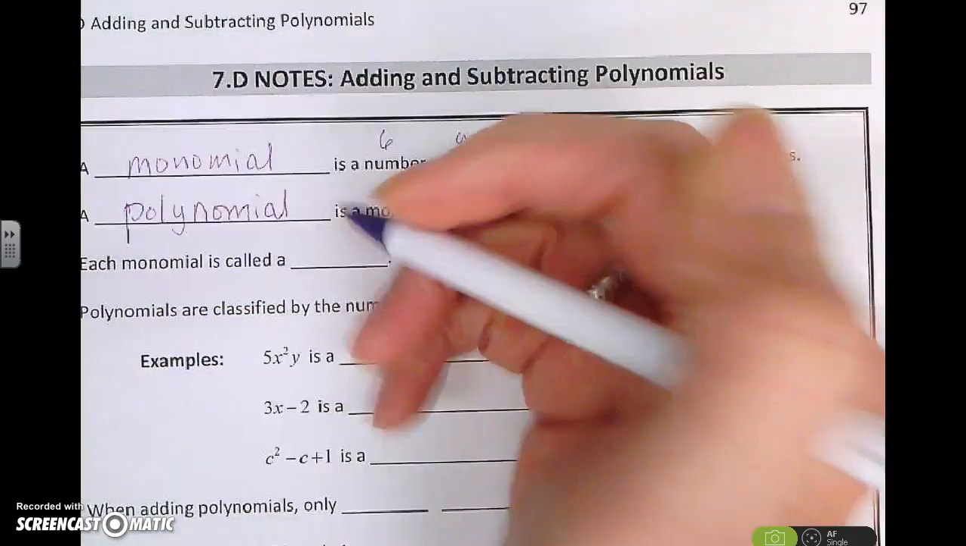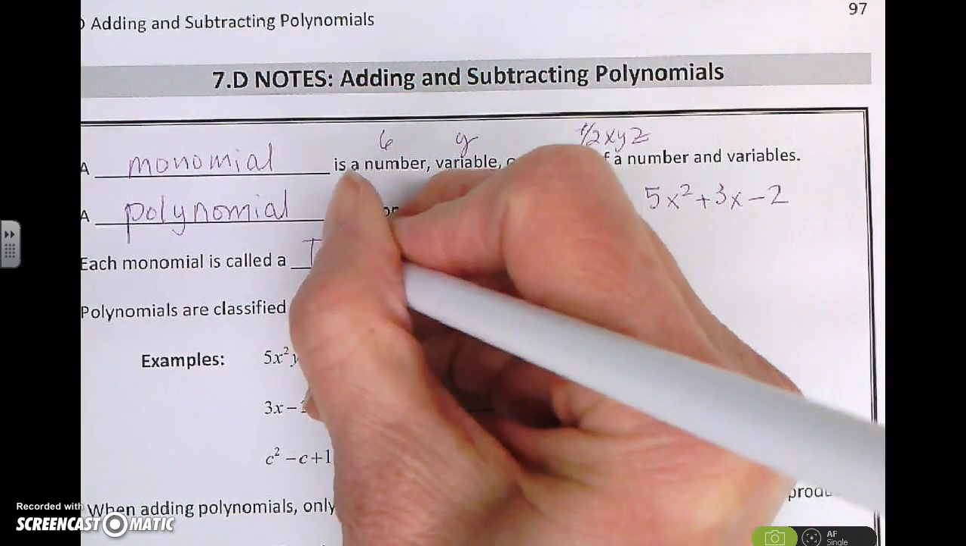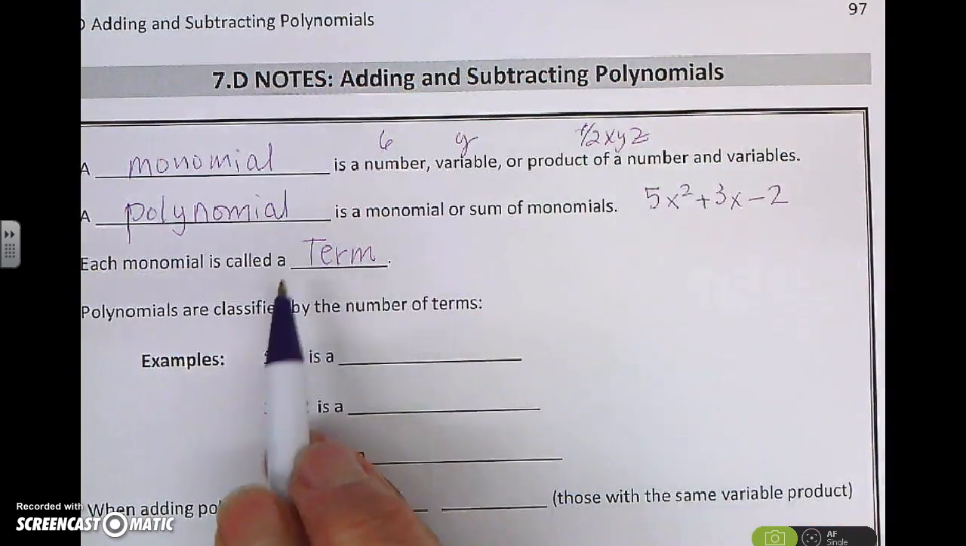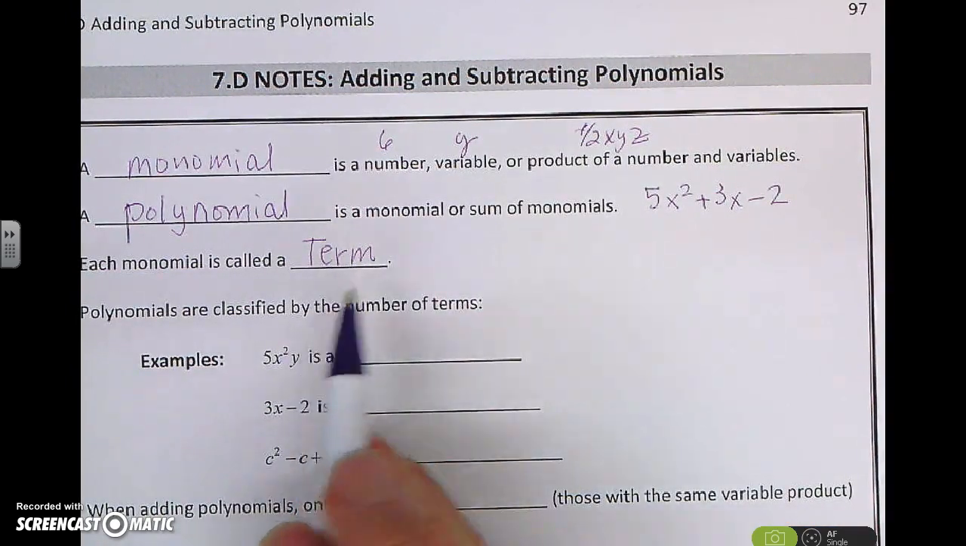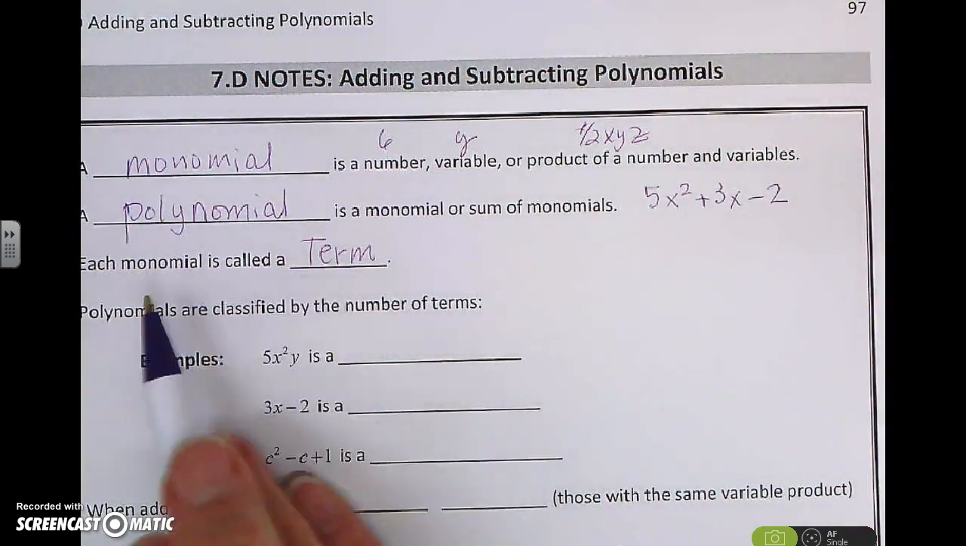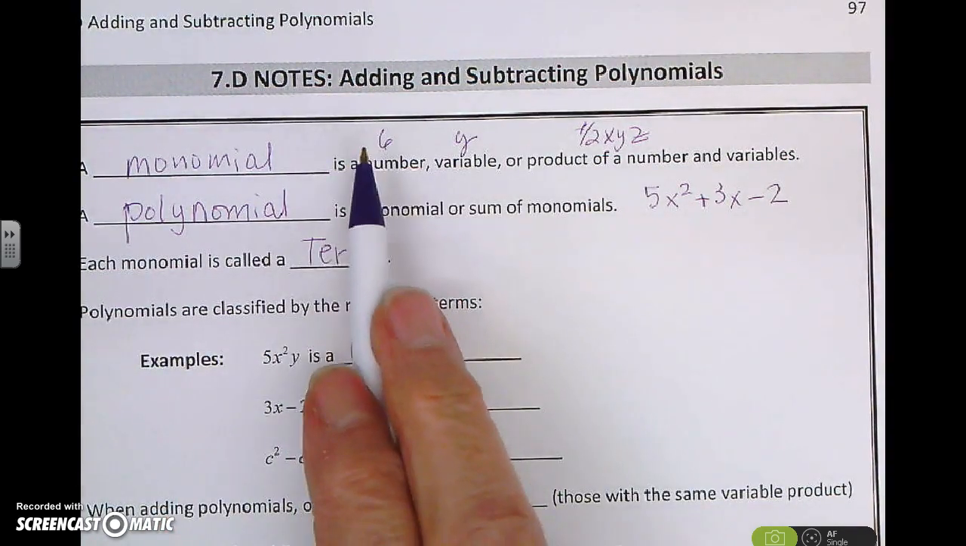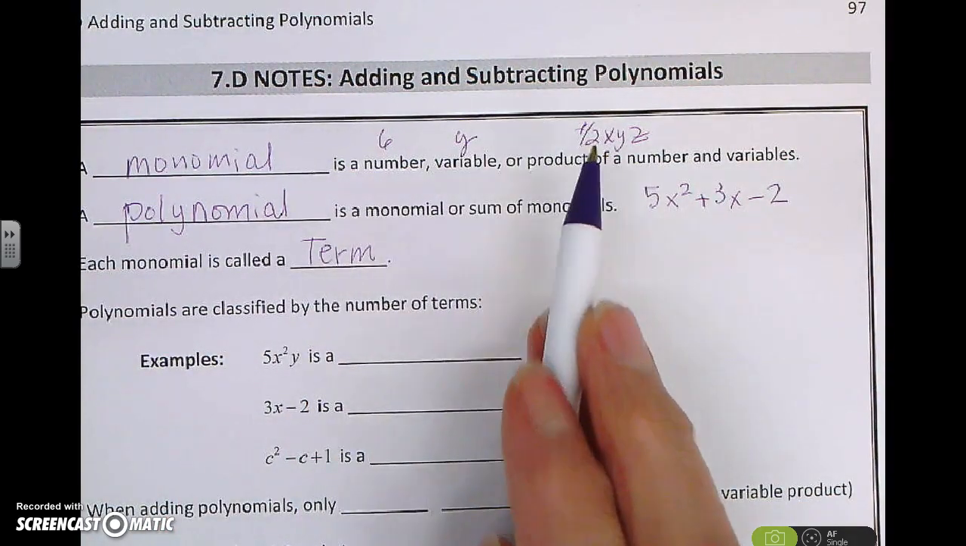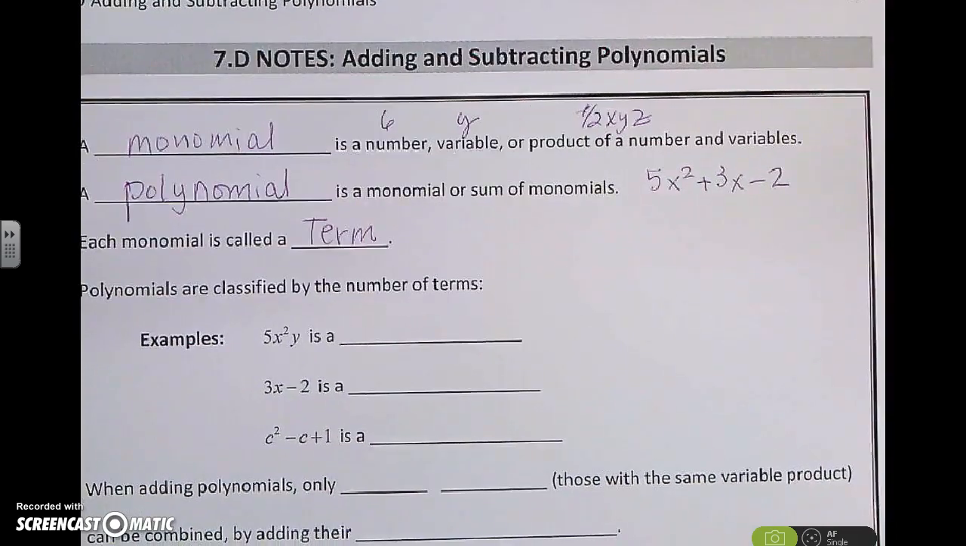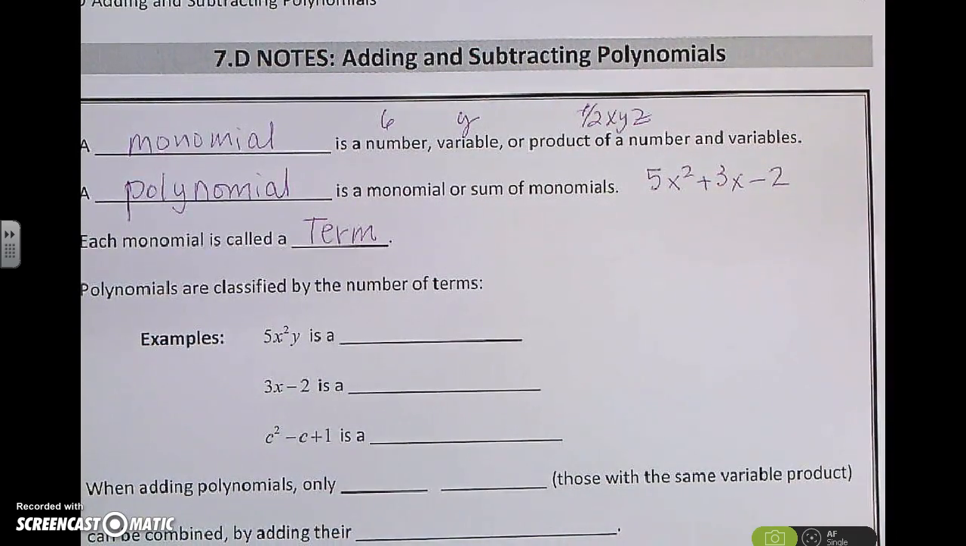Each monomial is also called a term, and you'll hear that term used a lot. So you need to know what a term is. It's a monomial, which might look like this, or that. So polynomials are classified by the number of terms that they have.